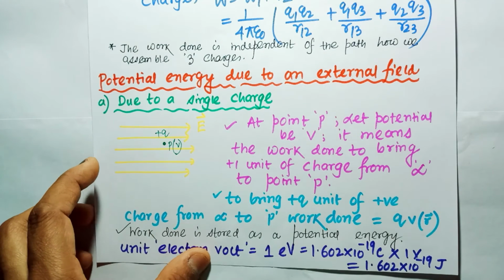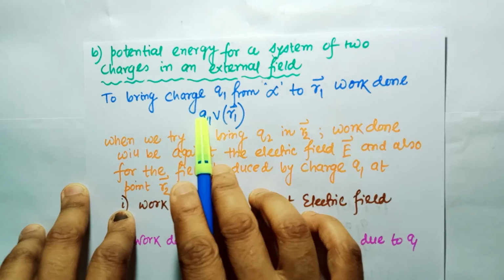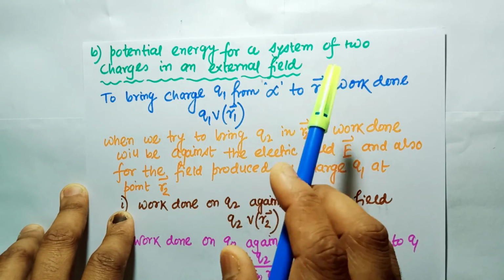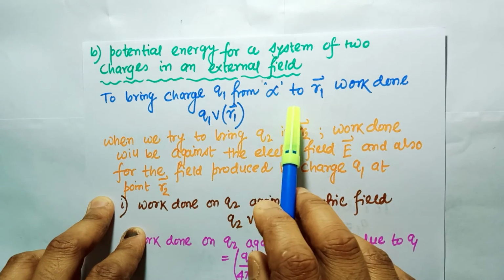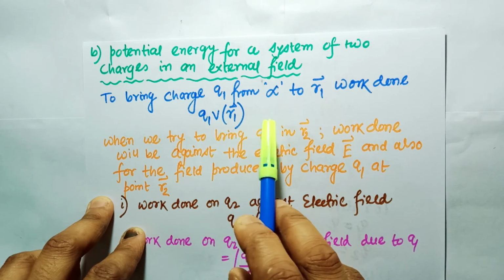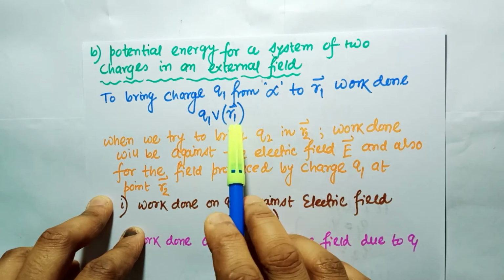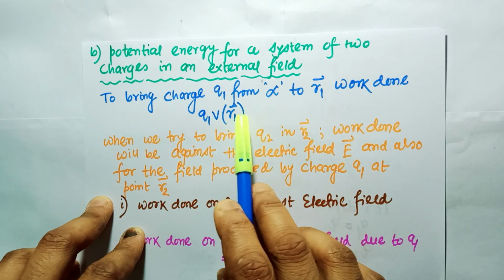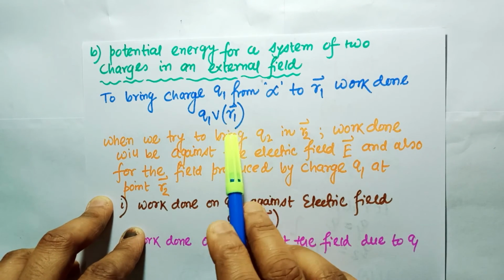So now we will discuss the potential energy for a system of two charges in an external field. Previously it was for a single charge. To bring charge q1 from infinity to the point r1, the work done is q1 times V(r1), because initially there is some external field. At the position vector r1, suppose the potential is V, a function of r1, so the work done to bring the charge q1 from infinity to r1 will be q1 times V(r1).